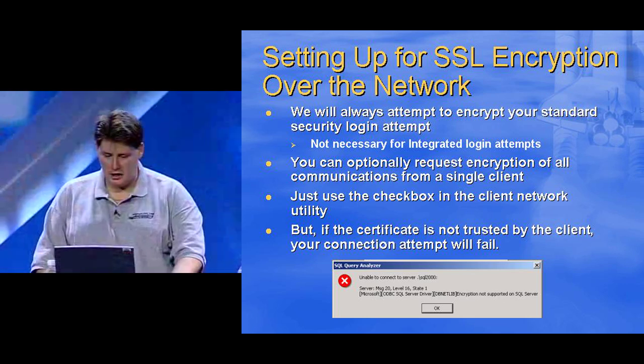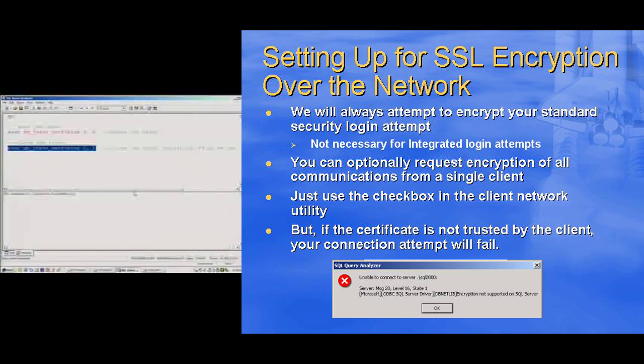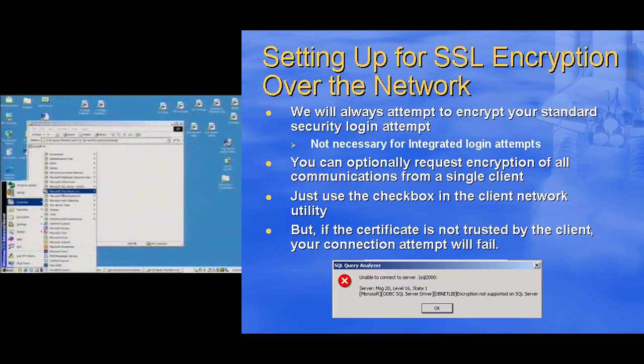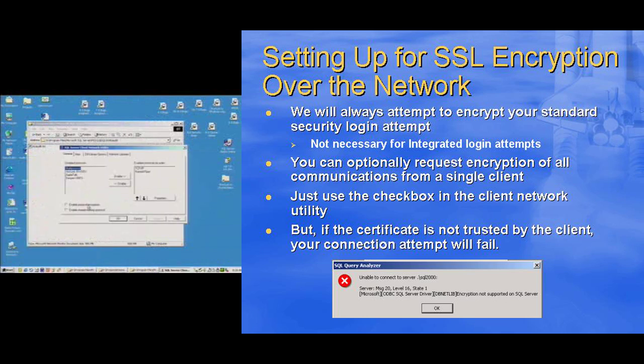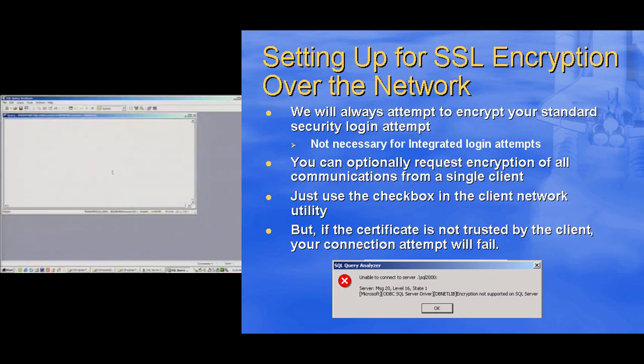So if we bring up the client network utility, let me kill some of these other things I got running here. Programs, SQL Server Tools, client network utility. You'll see this enable protocol encryption. That says every connection attempt I try and make now is going to be encrypted. So if I try and connect to my server, that connection is now encrypted because I have a certificate assigned to this server.